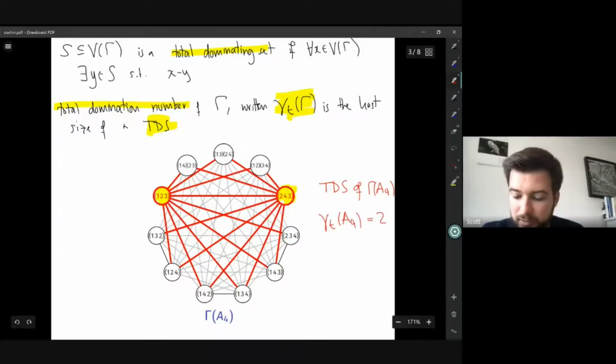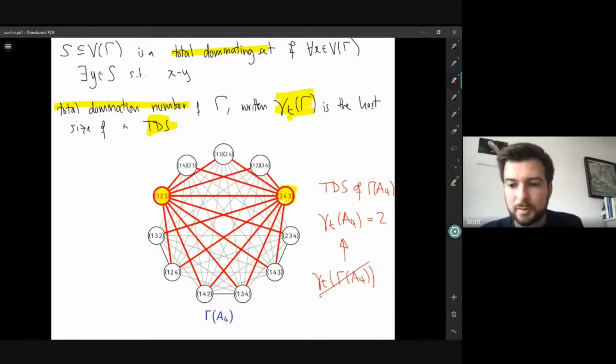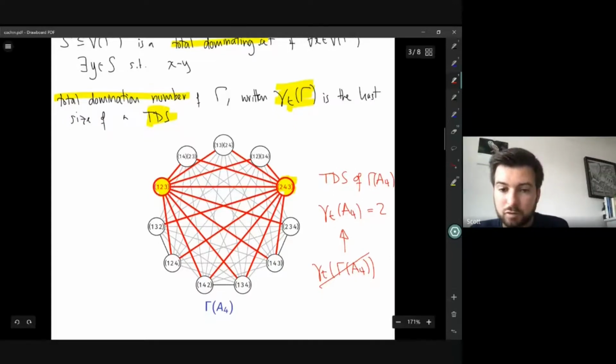And I've deliberately abused notation because I'm going to do it for the rest of the talk. I'm always going to write the domination number of the group rather than the graph of the group, just to ease notation slightly. So the question is, I know A4 is not a simple group, but simple groups are just too big to draw. The question for finite simple groups: can you always find a total dominating set of size 2, for example? Or if not, how small, and so on. So that's the main focus for the rest of this talk.